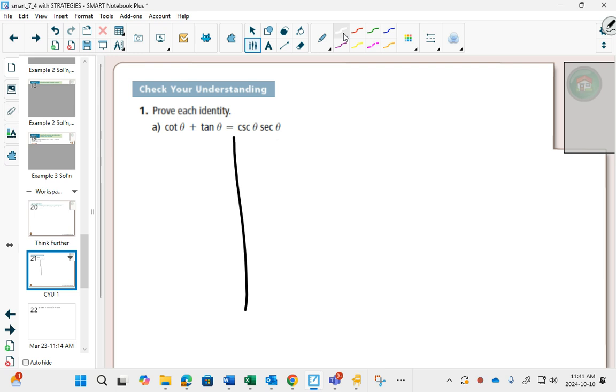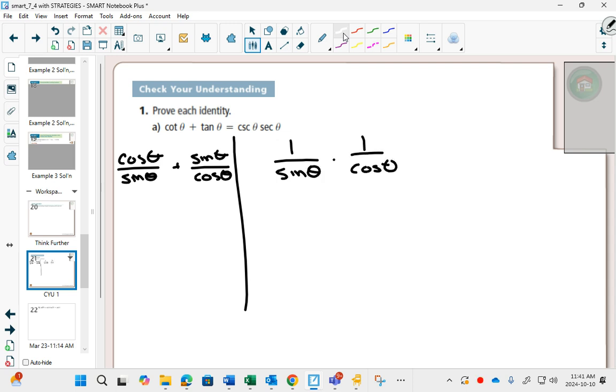Now, I might be tempted on the left side to put everything with tangent, because that would make it all one thing. But on the right-hand side, can I make those with tangent? No. So the main strategy is going to be the best one in this case. The main strategy, I'm going to change cotangent to cos theta over sine theta. I'm going to change tangent to sine theta over cos theta. And over here, I'm going to change cosecant to 1 over sine theta and secant to 1 over cos theta.